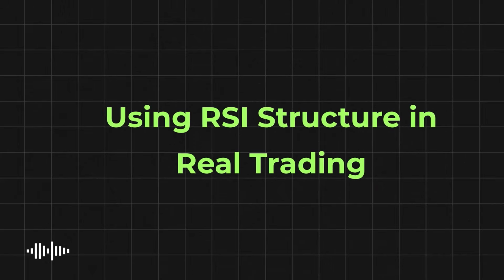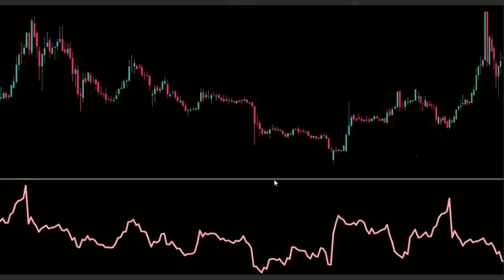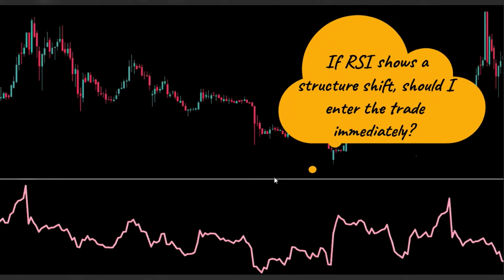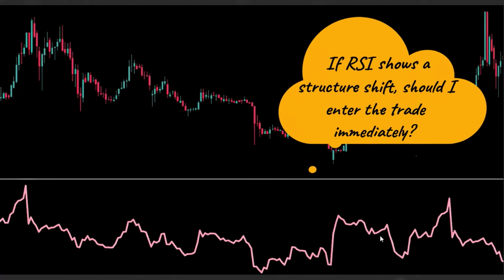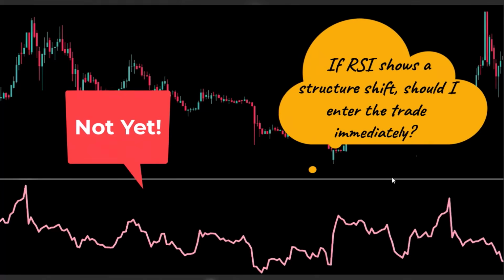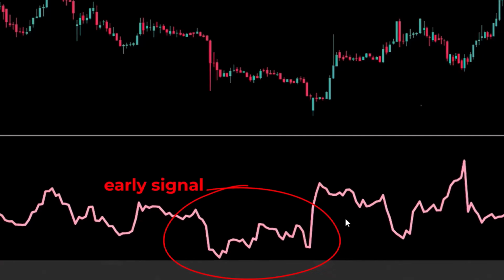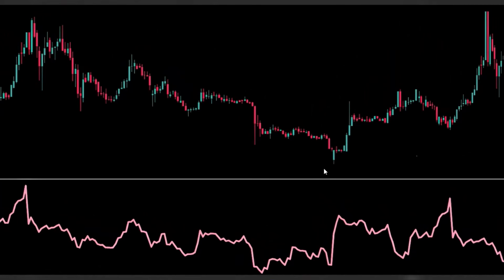Using RSI structure in real trading. Now you might be wondering, if RSI shows a structure shift, should I enter the trade immediately? The answer is not yet. Think of an RSI structure shift as an early signal. It tells you that buyers might be taking control behind the scenes, but to take a high probability trade, we still need price confirmation. Look at this example again.